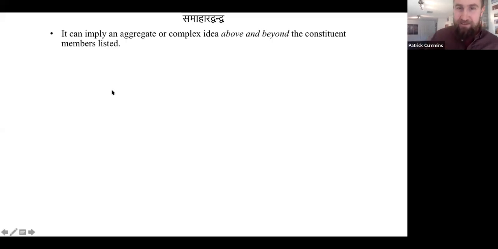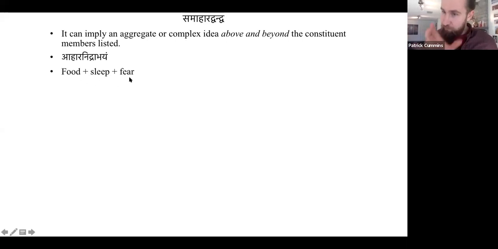Here we go, good. So moving on to talk about the samahara dvandva, it can imply an aggregate or a complex idea above and beyond the constituent members. Typically, people think that bahuvrihis do something like this, but dvandvas can do something like this too. So consider ahara nidra bhayam, which means food, sleep, and fear, when we look at the noun stems. If you had to guess, what aggregate might there be above and beyond these members?